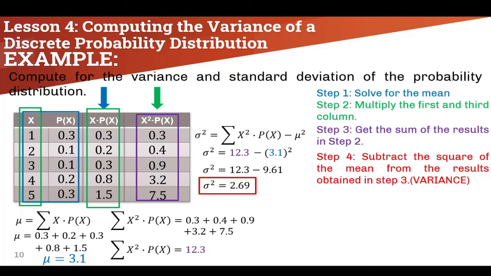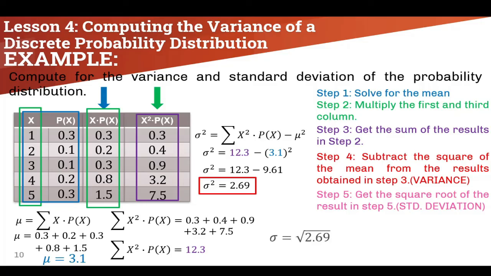Ano ang next step? Once na may variance na tayo, ang next step dyan is the standard deviation. Kukunin lang natin yung square root. Very good. So, kunin natin square root ito. Square root ng 2.69 ay 1.6401. Same lang ba ng sagot kanina? Same lang din.